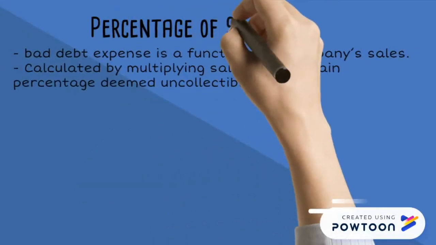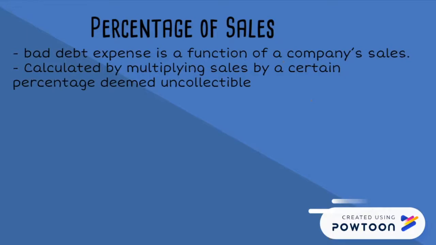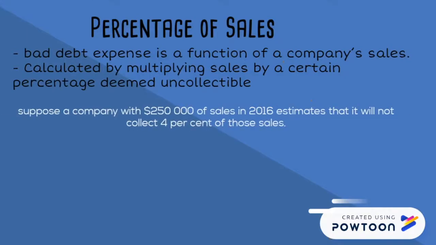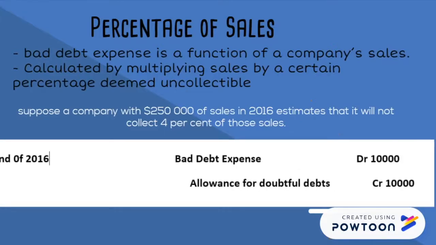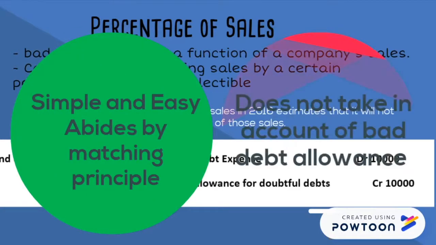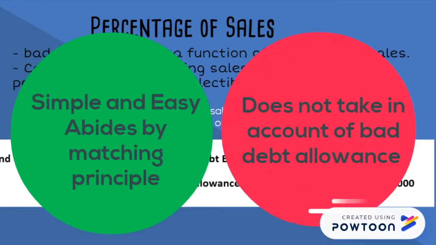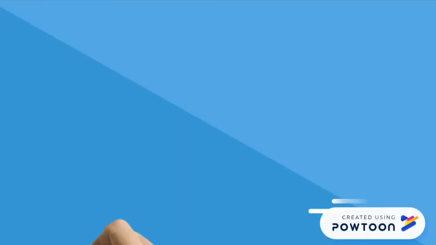The percentage of sales approach determines bad debt as a certain function or percentage of a company's sales. For example, suppose a company estimates 4% of $250,000 worth of sales as uncollectible, though they would generalize this by first calculating 4% and then debiting the bad debt expense account by crediting the allowance for doubtful debts by $10,000. The advantage of this method includes the simplicity and the employment of matching principles, though it does not take into account pre-existing bad debt allowances.